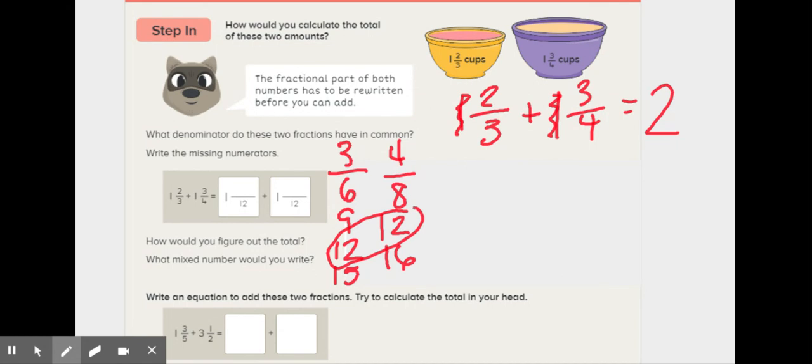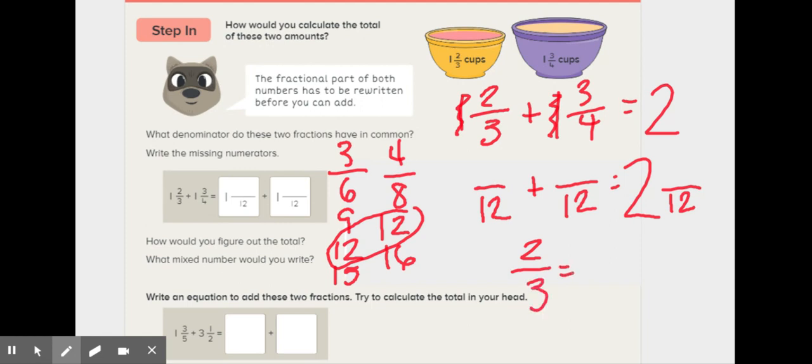So that means that I'm going to rewrite my whole equation using 12ths. And that 2 is going to stay. I made it nice and big so I remember that it's a whole number. Okay, so now I've rewritten my problem. I just need to know what 2/3 is as 12ths. And then I also will need to know 3/4 as 12ths. Okay, so I have 2 more little steps to do.